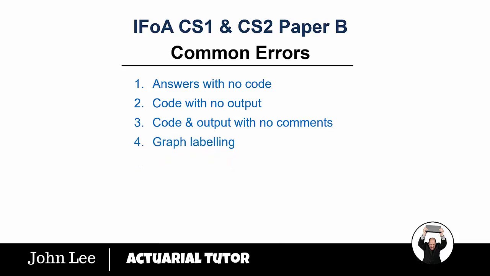Number 4, students not labelling graphs clearly. The instructions for the CS1 and CS2 Paper B exams explicitly state that students should include titles, axes labels, and where relevant, legends in all graphical output that is generated in R. Now, R often does many of these, but do check that they are sensible. For example, "histogram of X" is not at all helpful and would need to be renamed in order to get all the marks. Note there's always at least 1 mark per graph in the exam for the labels, and so missing labels is throwing away easy marks.